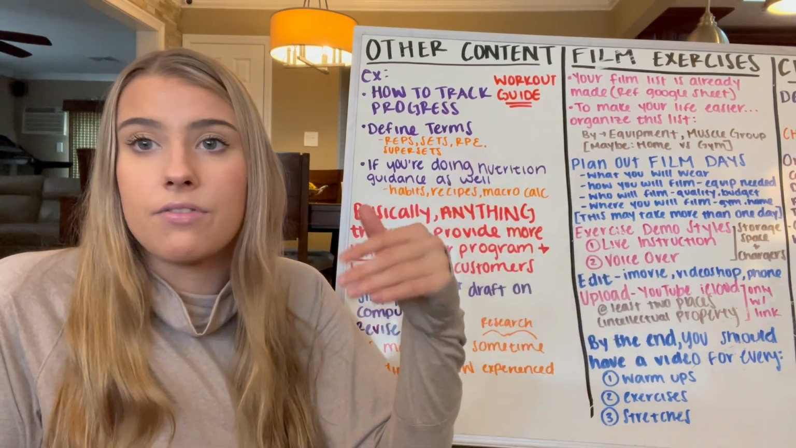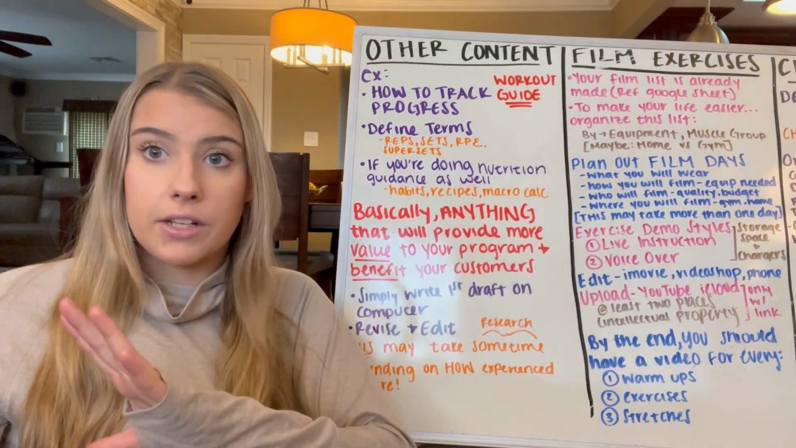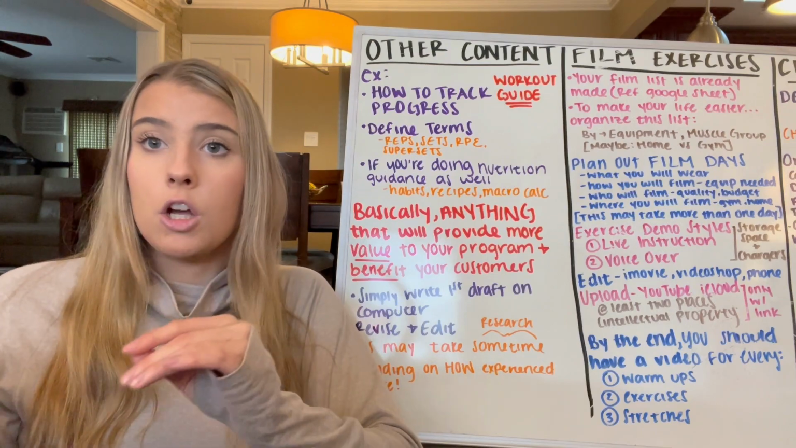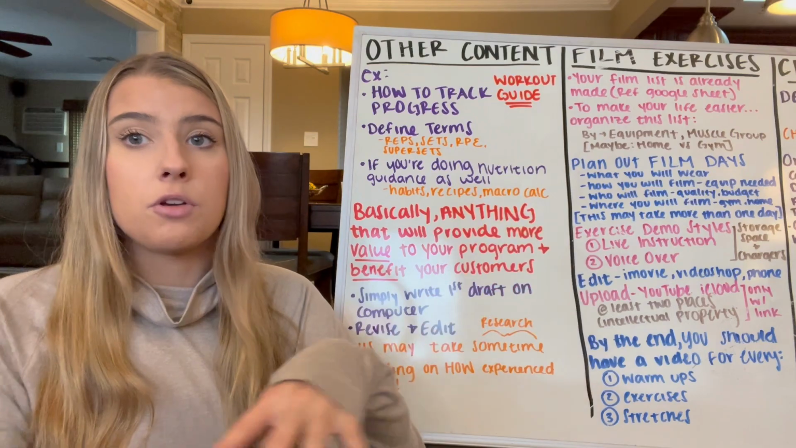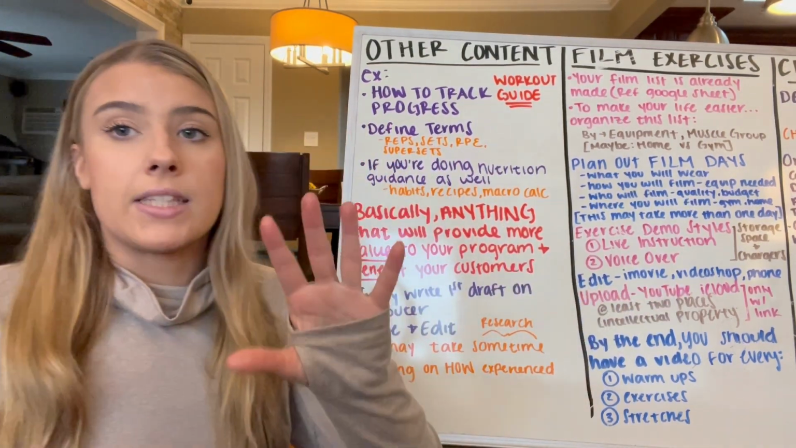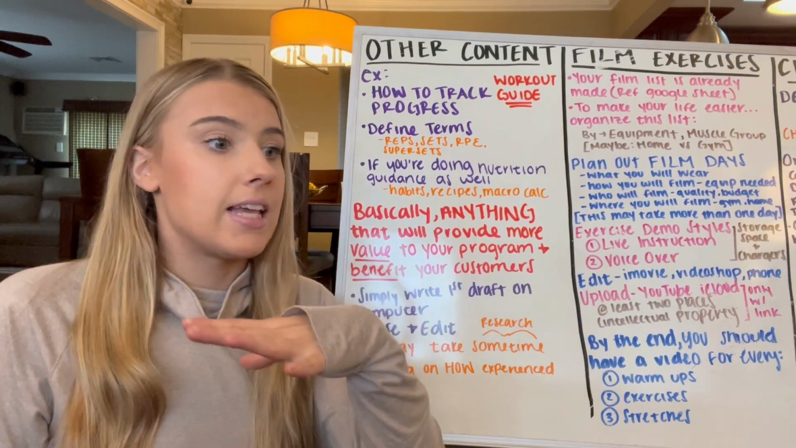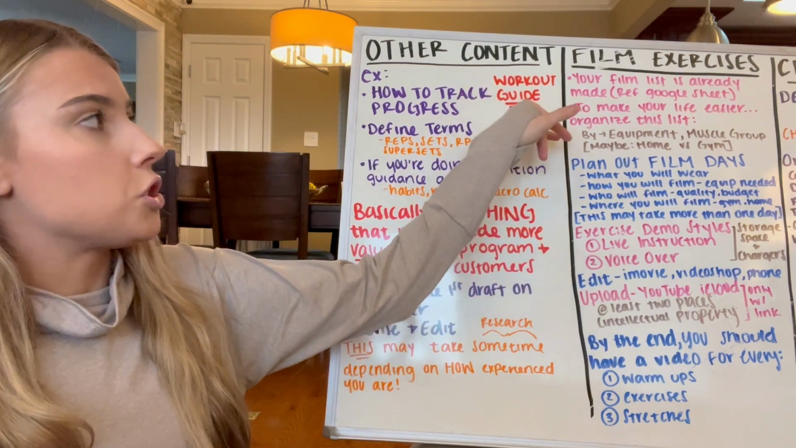What is that? Instead of them being on your program, having to look up somewhere different on Google search what's LISS cardio, you already have it defined for them. Again, you kind of want to be the one-stop shop for your program. Okay, so basically look at your program. Anything that needs to be defined, just define it. Okay, so this is your workout guide.